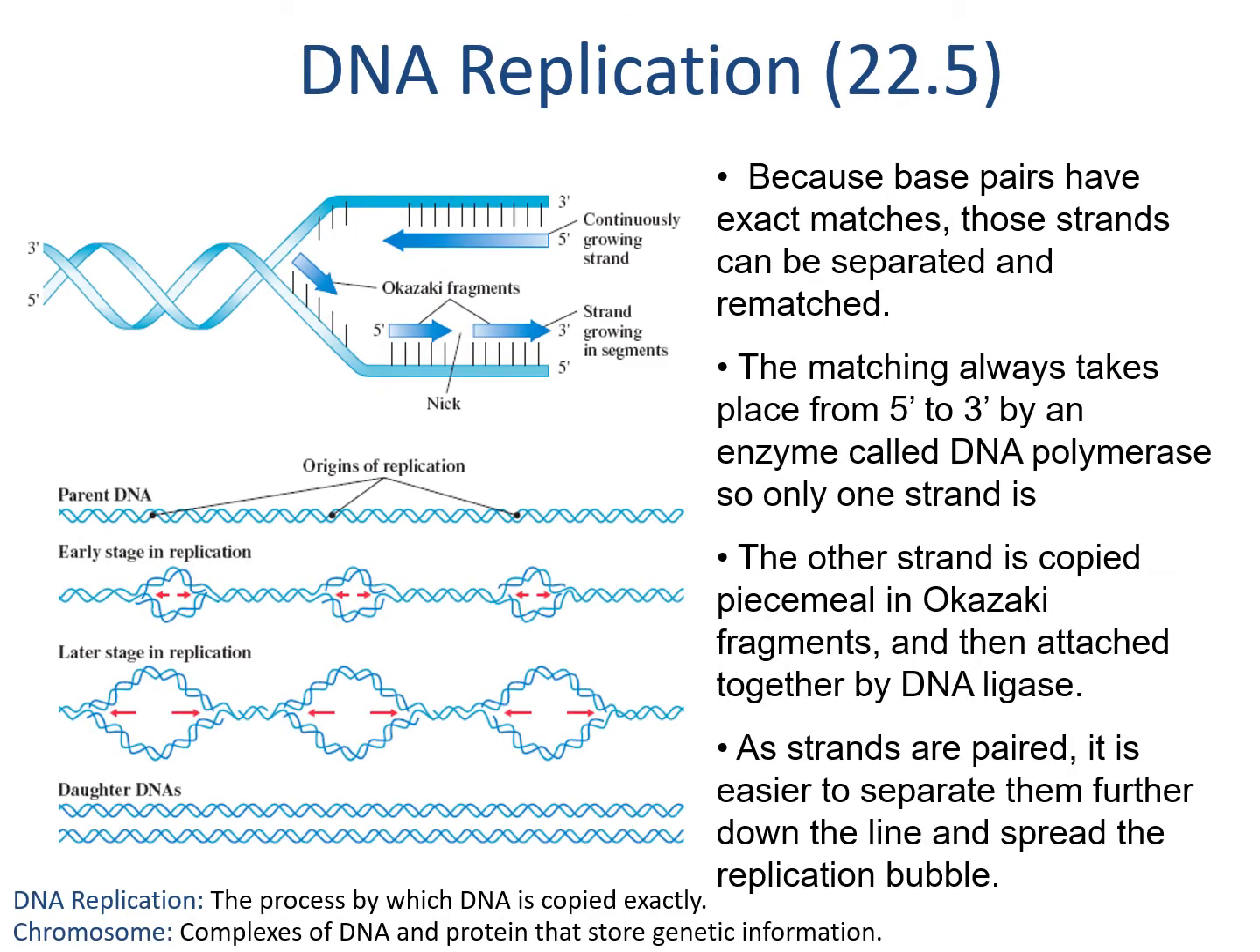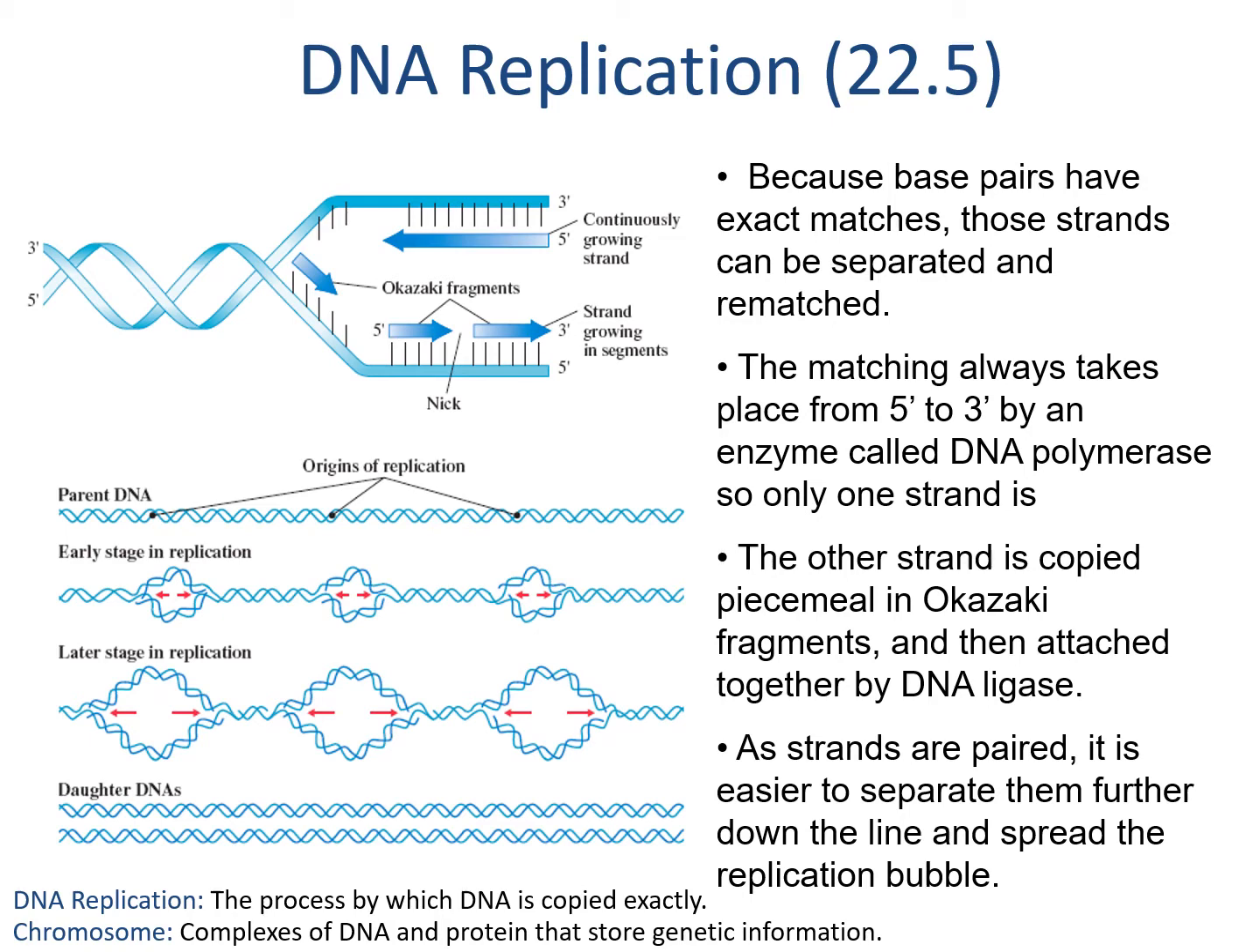Because our base pairs have exact matches, these strands can always be separated and we can synthesize the reverse complementary strand and create new DNA. The matching always is going to take place from the 5' end to the 3' end by an enzyme called DNA polymerase, which matches the direction that we write our DNA in.